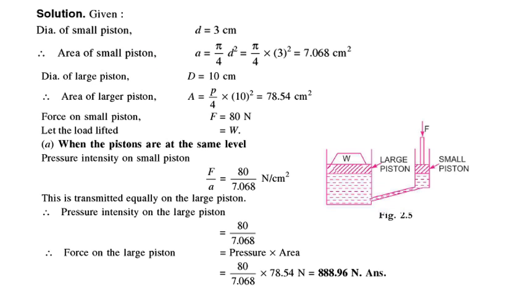Pressure is given by force per unit area. So this force F, which is given as 80 newtons, divided by the area of the small piston, is equal to the weight W to be lifted by the large piston divided by the area of the large piston. In this equation, the weight is unknown, so W can be computed by solving the expression. It came out to be 888.96 Newton.